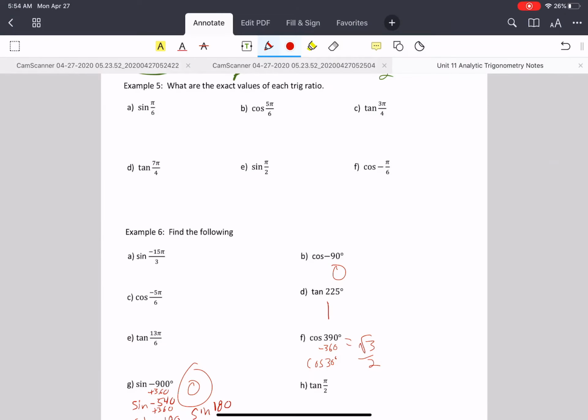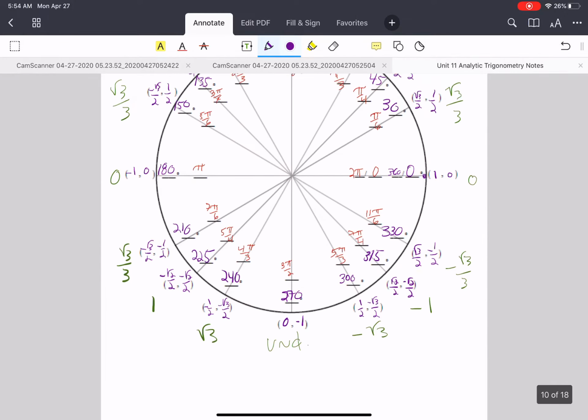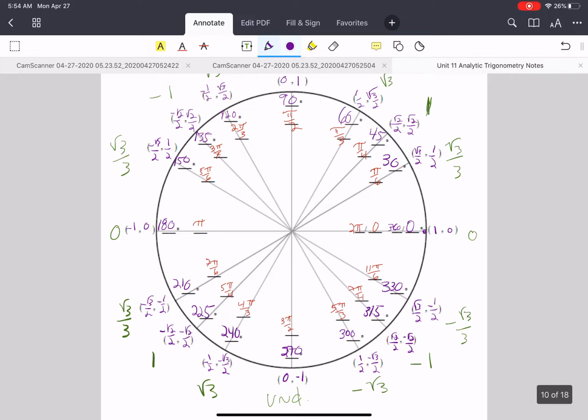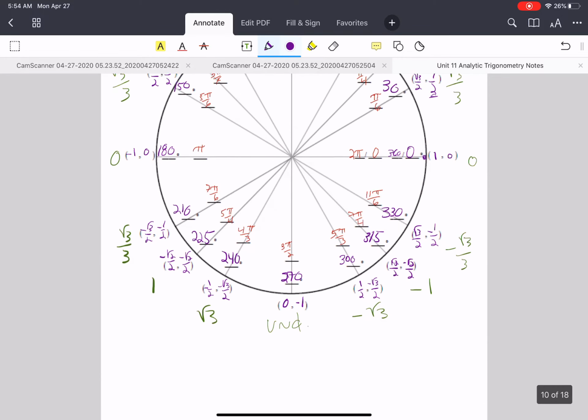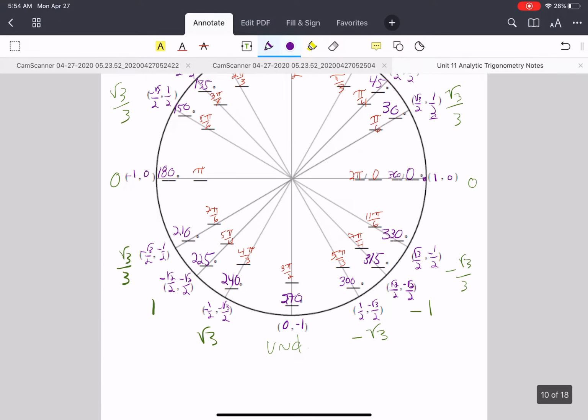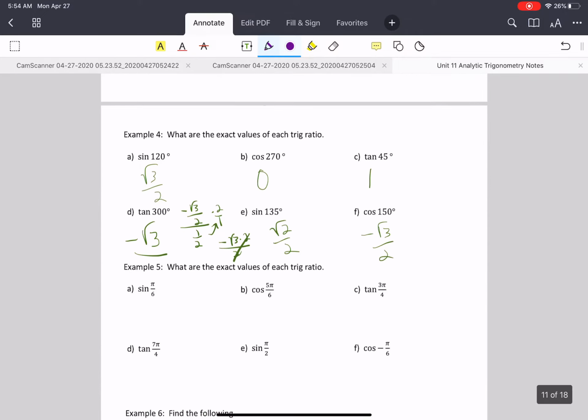Okay, now that we have our completed unit circles, let's go ahead and practice. Okay, so sine of pi sixths, so that would be the y coordinate at pi sixths, so that would be 1/2. Here, I'll circle it so you see. So there's pi sixths, and I'm looking for 1/2 because the y coordinate is the sine.